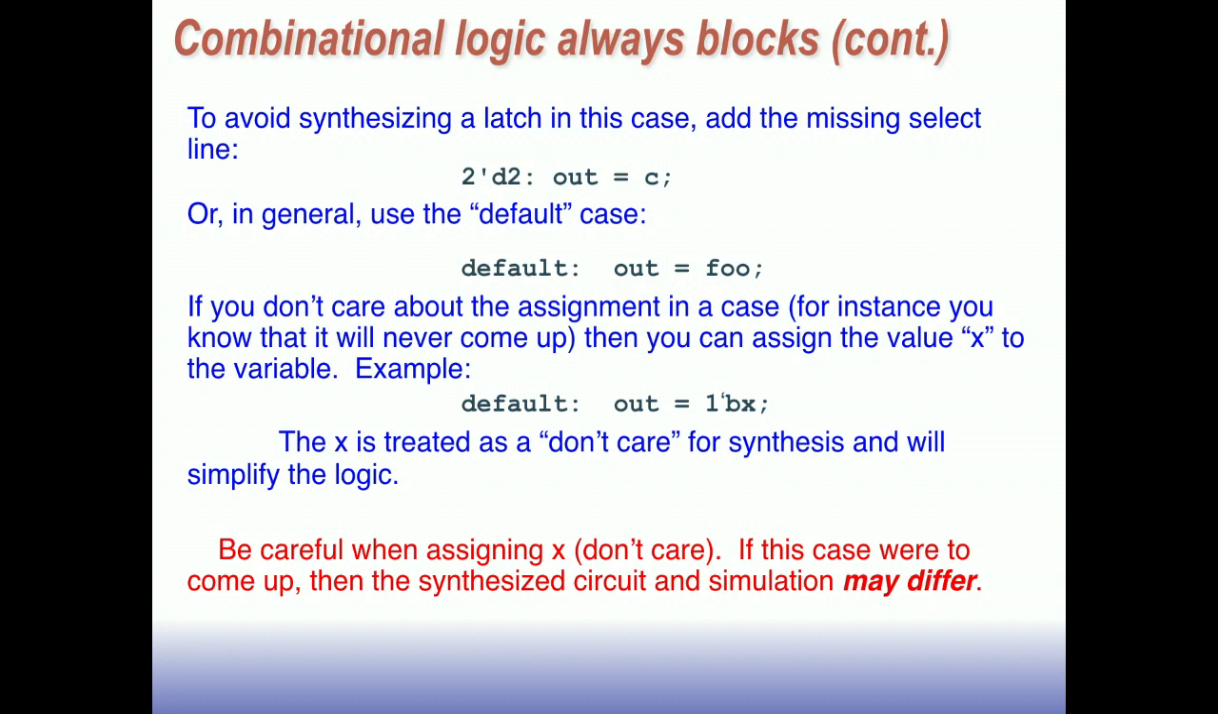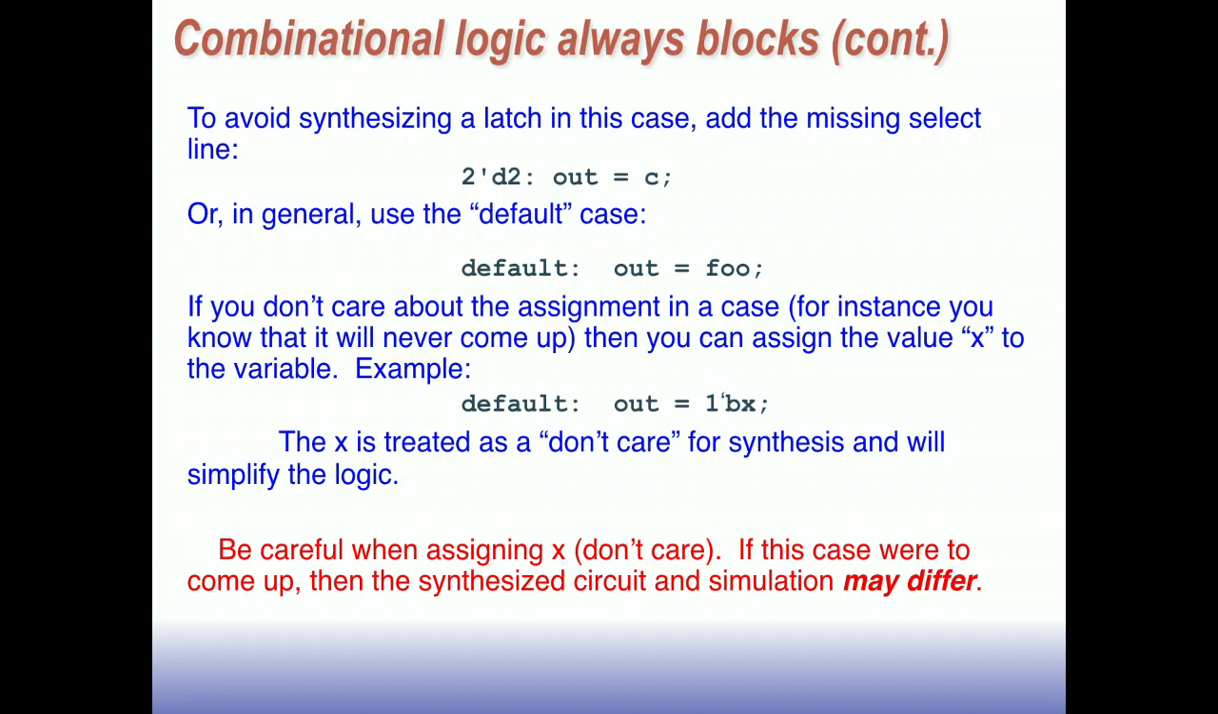And x is a little different than the x that comes up in simulation. When we use a simulator, simulators use the value x. Most of the simulators we use have four possible values for a signal: 0, 1, x, or z. We'll talk about z later. X in simulators usually means unknown. It pops up if you have an uninitialized register and you propagate those values. You'll see x's move through your circuit. You've probably seen that already. It means unknown. But here, you're telling Verilog, I don't care.